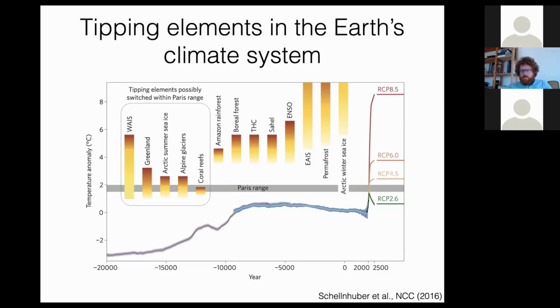There's also two more clusters one could think. One which includes more circulation and biosphere tipping elements starting here at around maybe 4 degrees of global warming, and then a third group which again includes more cryospheric elements, the Eastern Arctic ice sheet, permafrost, and Arctic sea ice at much higher temperatures.